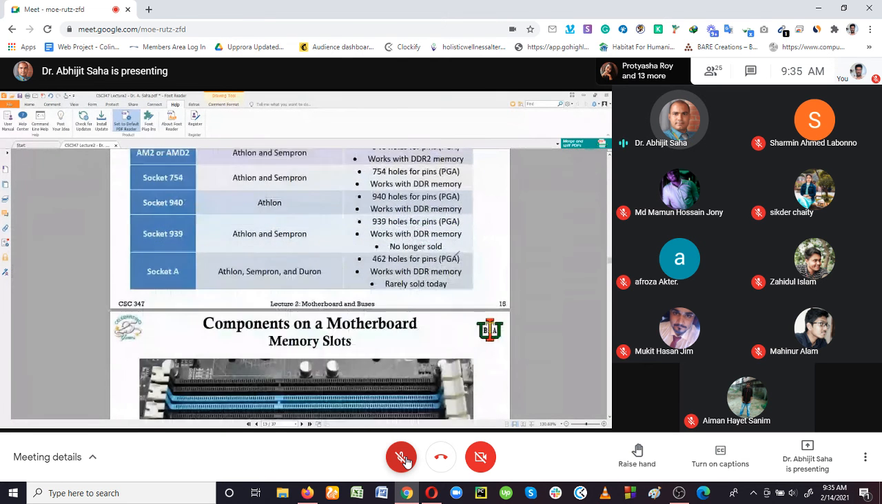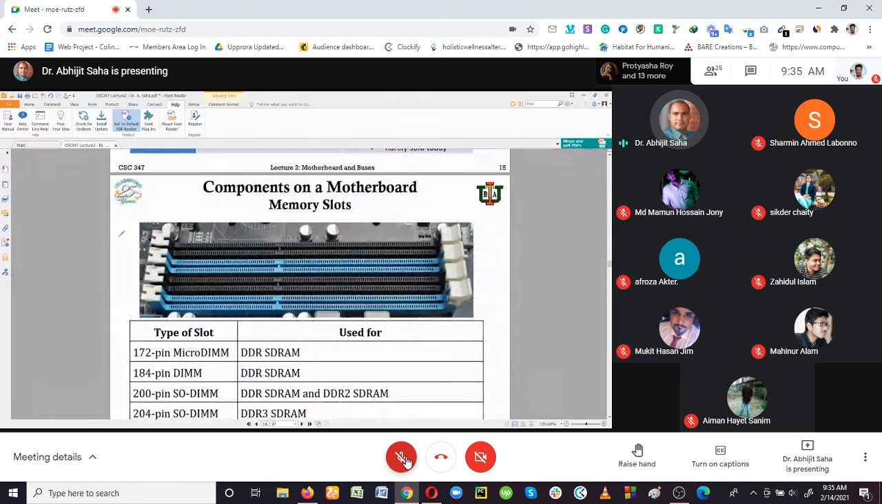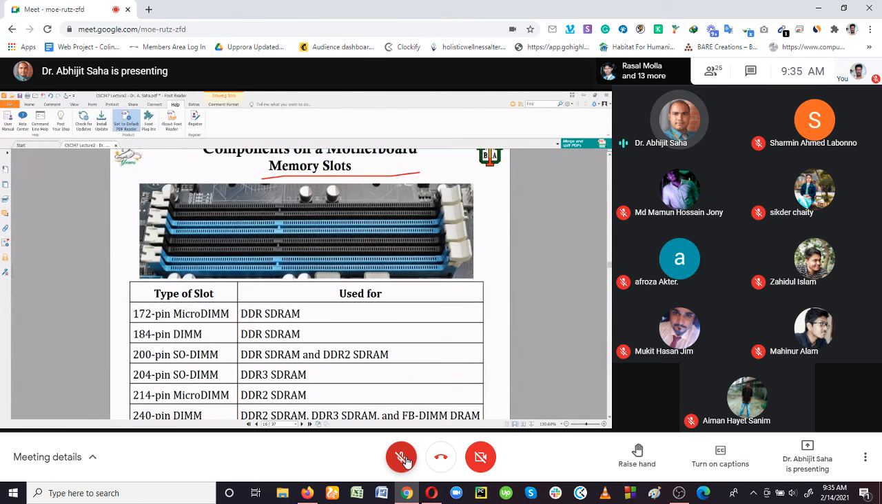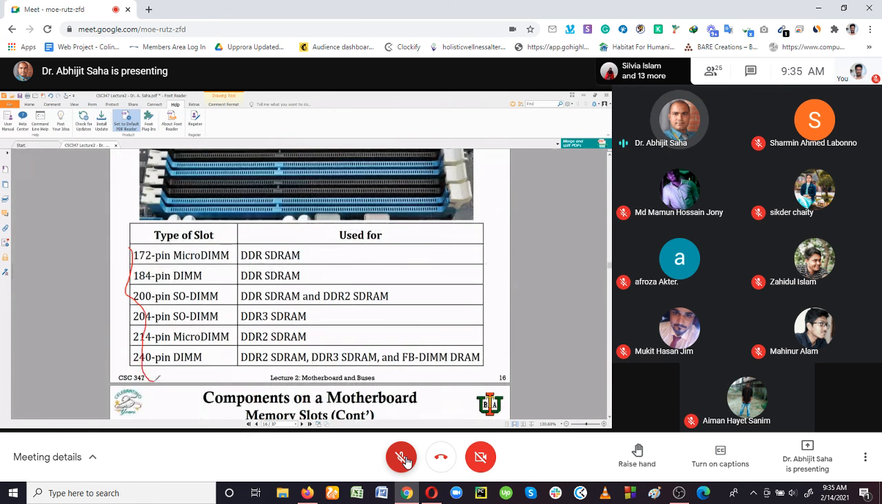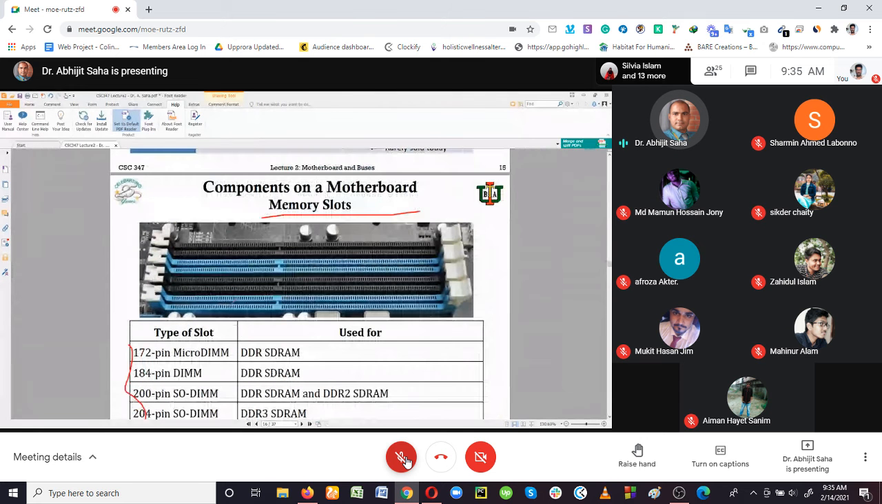Similarly for the AMD, and this is the memory slots. Define the memory slots. In the case of memory slots, you tell that these are the slots, a place where you install the RAM. Basically we are using DRAM technology, so the DRAM stick is installed into this type of slots. But there are different types of DRAMs, with different pin configurations.